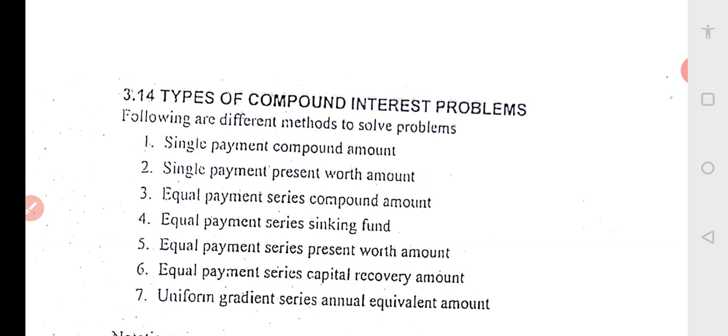Now the last one is the gradient series, uniform gradient series, which means some investment is made now, and every year the investment is going to increase by some fixed gradient. That is why it is called uniform gradient, over a period of some number of years, and what will be the final amount. So this was about the uniform gradient series annual equivalent.